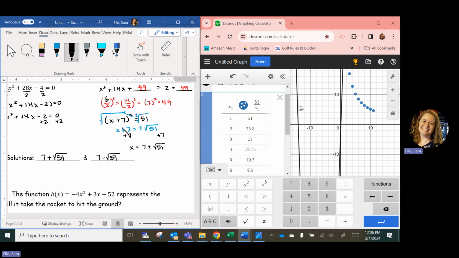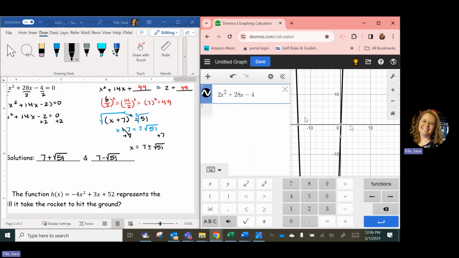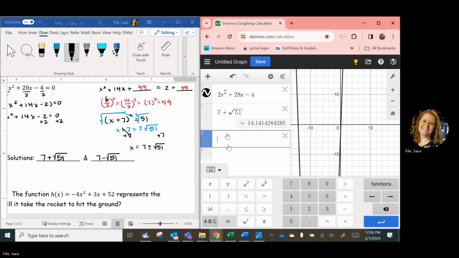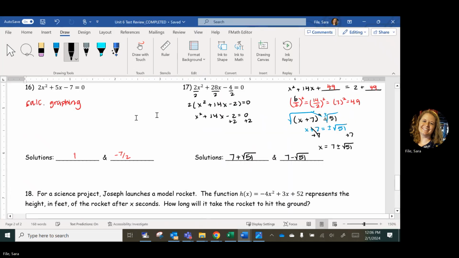And we can check that because we have the graph over here. So let's see if those decimals come out to what the graph shows. So 7 plus square root of 51, 7 minus square root of 51. Yes, they do. Those decimals match what we got with those radicals. So we've done that correctly.